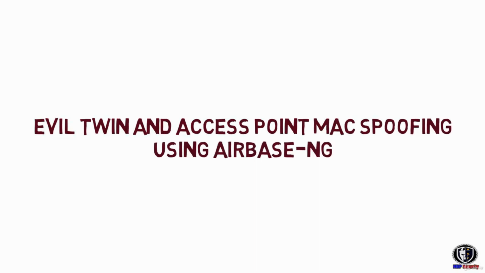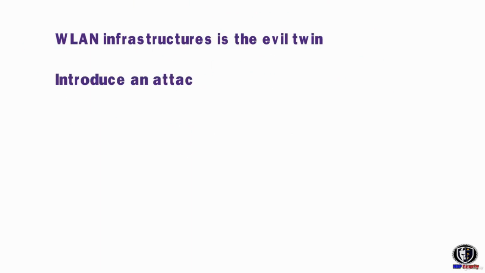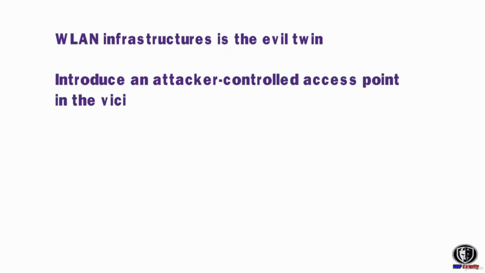Welcome. In this video, we will see Evil Twin and access point MAC spoofing using Airbase-ng. One of the most potent attacks on WLAN infrastructures is the Evil Twin. The idea is to basically introduce an attacker-controlled access point in the vicinity of the WLAN network. This access point will advertise the exact same SSID as the authorized WLAN network. Many wireless users may accidentally connect to the malicious access point, thinking it is part of the authorized network.